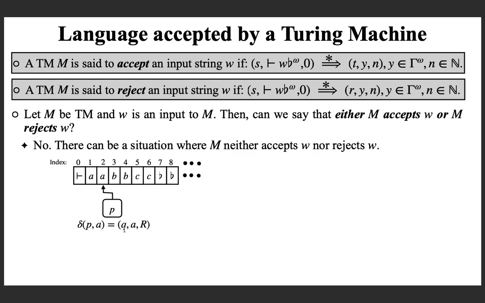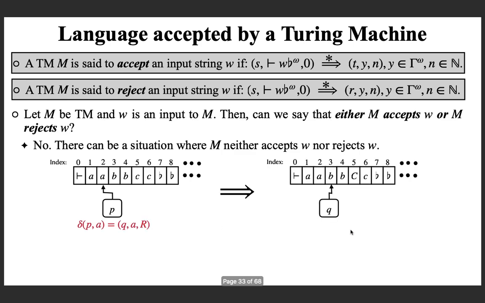Change your state to Q, retain small a there, and you move right. So this is what is happening. I just moved right by retaining a and changing state to Q. Now at this state, suppose you have this transition. It says, if you are in state Q and you are reading the small b, then what do you do? You change your state to P, then retain that small b in the tape and you move to the left.